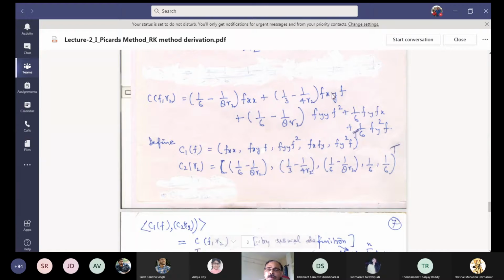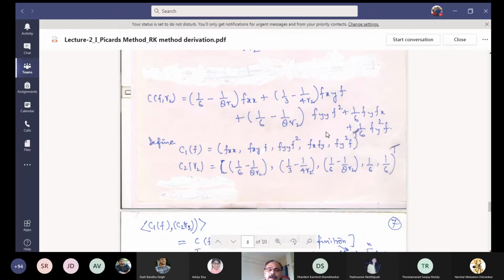The second one will be Fxy F, so here it is written. Third is your Fyy F squared, so this is written here. Fourth is your Fy Fx, so Fx Fy, this is written here. The last one is Fy squared F, so this I have written.